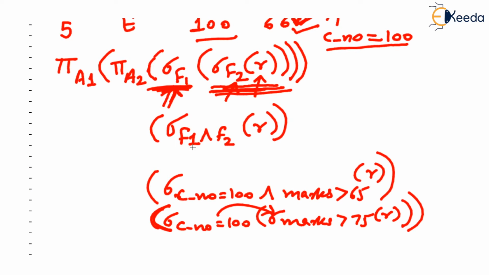You have now ANDed F1 and F2 and you have selected some tuples from R which satisfy both these conditions. Now they have got project A2, and outside that they have got project A1. They have also given us one information that A1 is a subset of A2. What that means is if A2 is a set of attributes, then A1 is definitely a subset of those set of attributes.